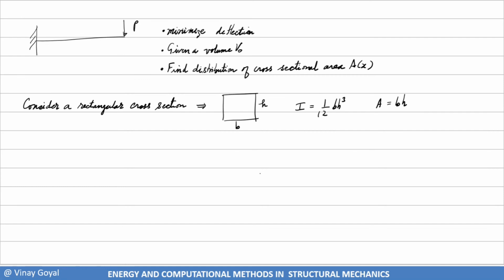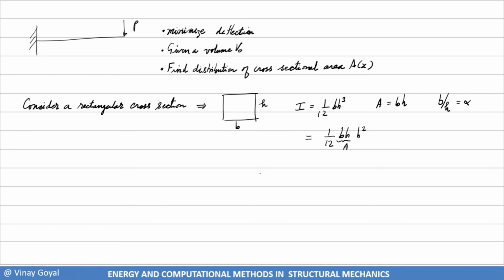I'll call b over h alpha. So I'll parameterize it so it only depends really on one variable. If I do that, the inertia becomes 1 over 12 times, well then I get, I'm sorry for the confusion, I get bh times h squared, and this is area A. Okay, so that's one way to do it. Regardless, I'm going to continue here.